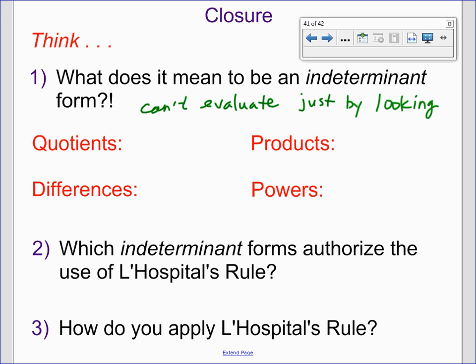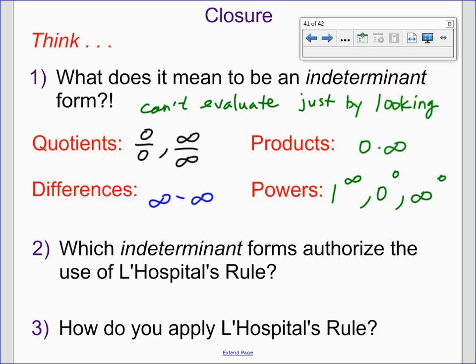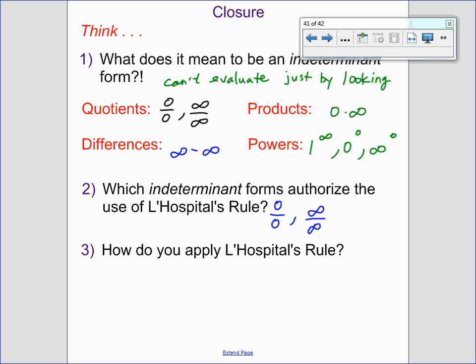So we can evaluate through initial substitution, right? Just by looking. Quotients: 0 over 0, infinity over infinity. Indeterminate product: 0 times infinity. Indeterminate difference: infinity minus infinity. And 3 powers: 1 to the infinity, 0 to the 0, and infinity to the 0. Which indeterminate forms authorize the use of L'Hopital's rule? Only 0 over 0 and infinity over infinity. How do you apply L'Hopital's rule? Take the derivative of the top, take the derivative of the bottom separately, try again. Not the quotient rule.